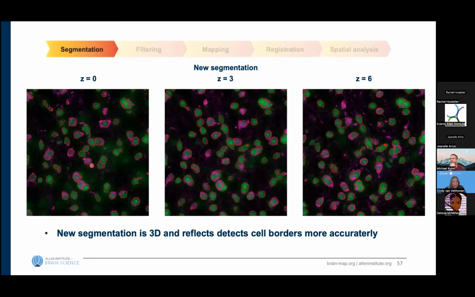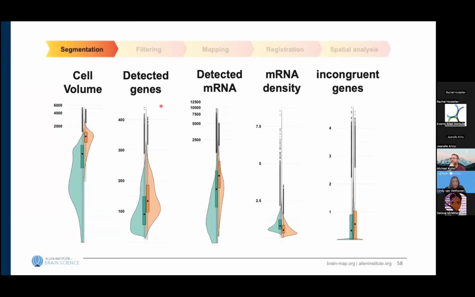So here I plotted the distribution of a couple of our main QC metrics. In greenish, you have the distribution of the new segmentation, and in oranges, you have the distribution for the old segmentation. The first one is cell volume. It's pretty obvious that the cell volume has been much more decreased in our segmentation, which is what we would expect, since one of our main concerns of the original one is that it is way overestimating the cell volume.